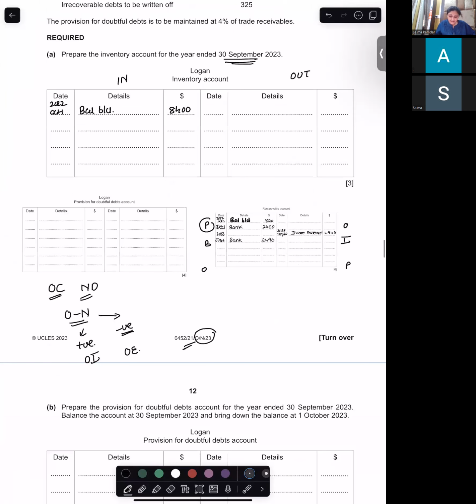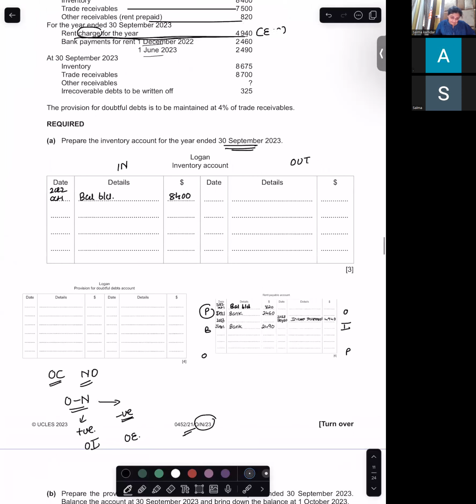See, I am reading and I'm putting. Then there is closing inventory. Opening inventory on the debit side, so closing inventory on the opposite side, credit. 2023 September 30, I will write the balance carried down, 8675.